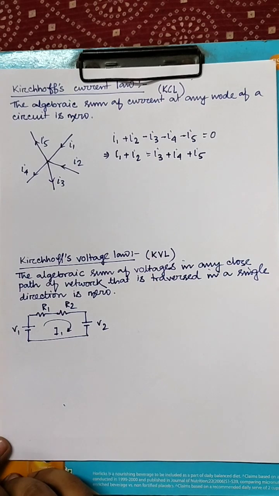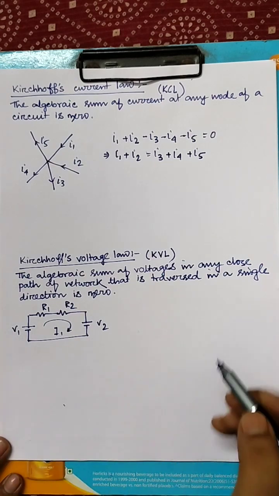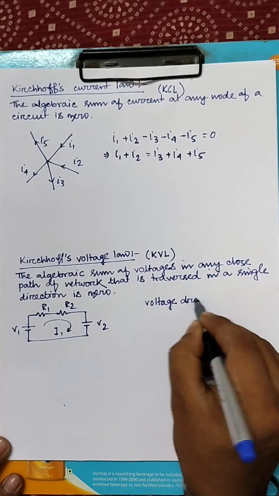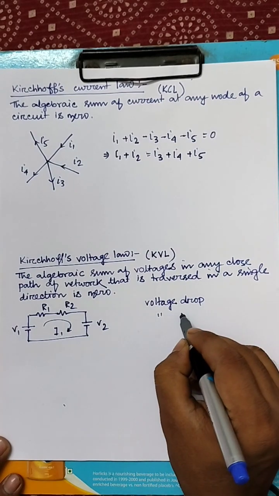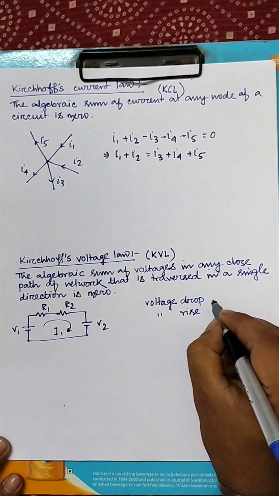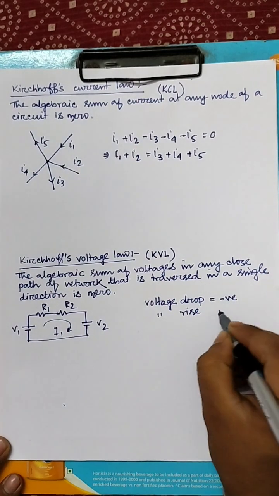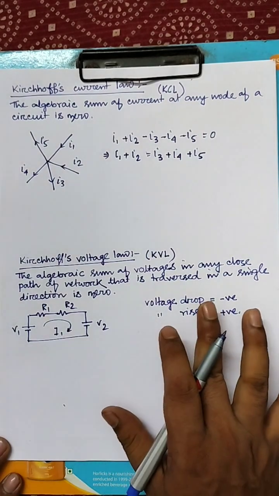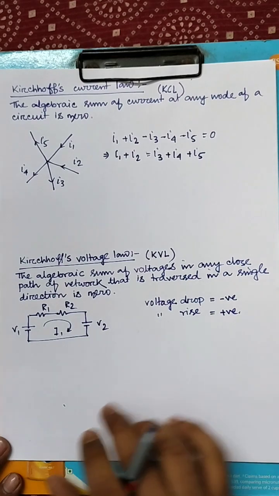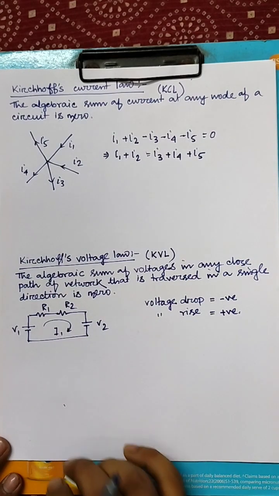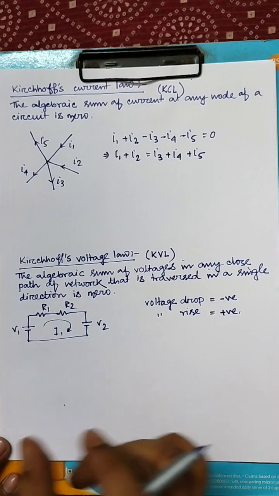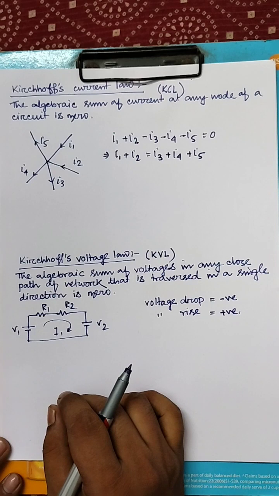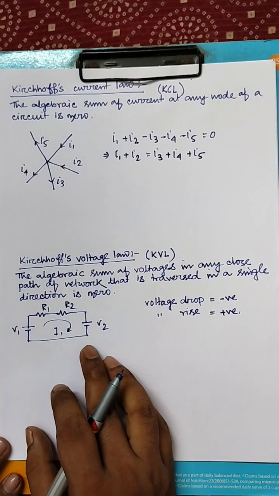So two things we have to clear. One thing is voltage drop and another one is voltage rise. Voltage drop is considered negative potential and voltage rise is positive potential. Now the question is, what is voltage drop and what is voltage rise? Suppose there is an element connecting between two points, and it could be a battery, it could be a resistance, it could be any other kind of element.